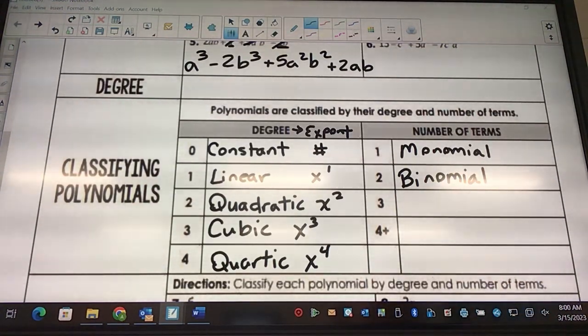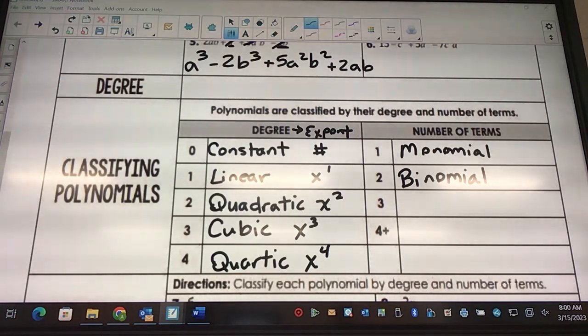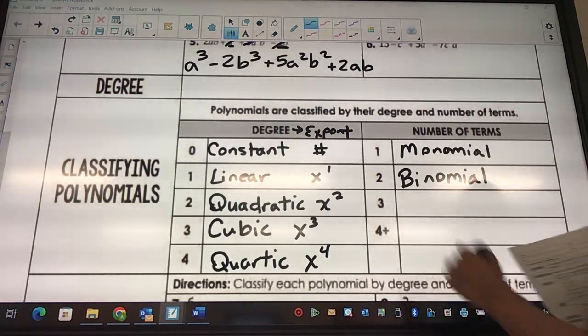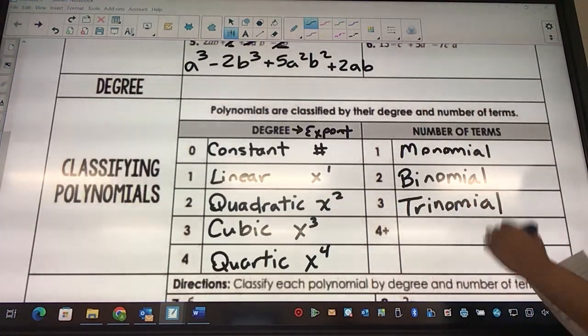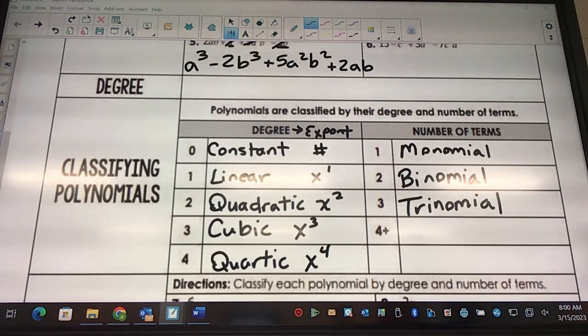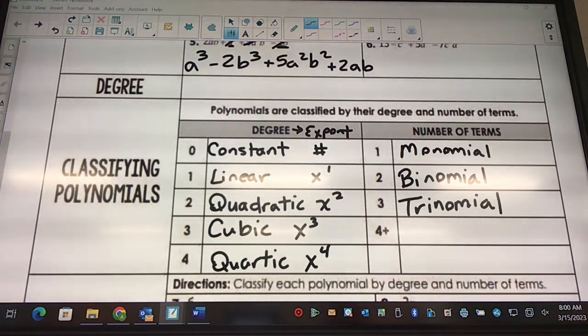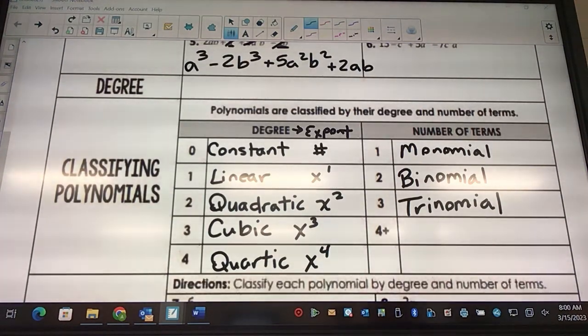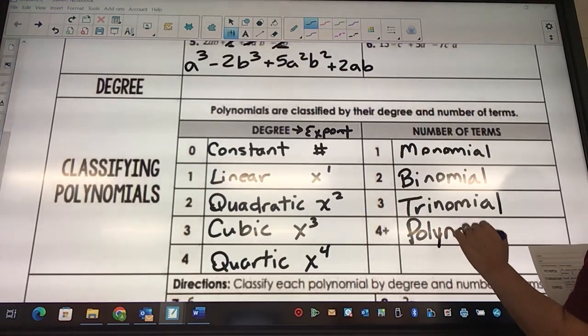What do you think the third one is? Trinomial. What are some things that are tri? Tricycle. How many wheels does that have? 3. A tripod. I don't know any others. Anybody else know any others? Triceratops, but I don't know anything about that. It's a dinosaur. 3 horns. Do they have 3 horns? Yeah. And then 4 plus is going to be considered a polynomial.